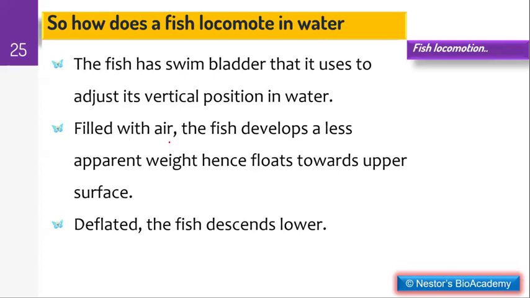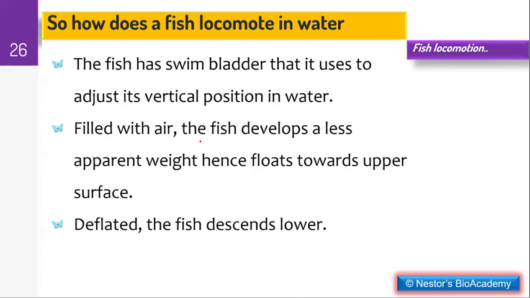So if it is filled with air, the fish will develop a less apparent weight, so it floats towards the upper surface. But when it is deflated, of course, the fish will descend lower. So using this, the fish is able to adjust its vertical position in water, depending on its locomotory needs at any given time it is moving in water.